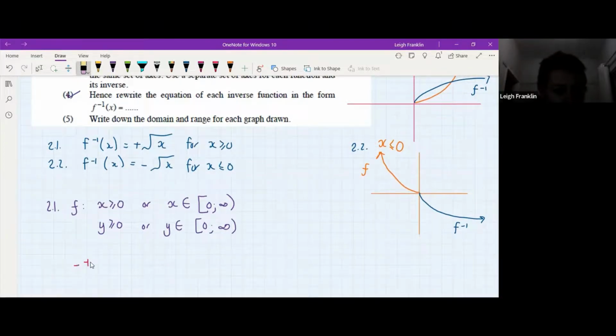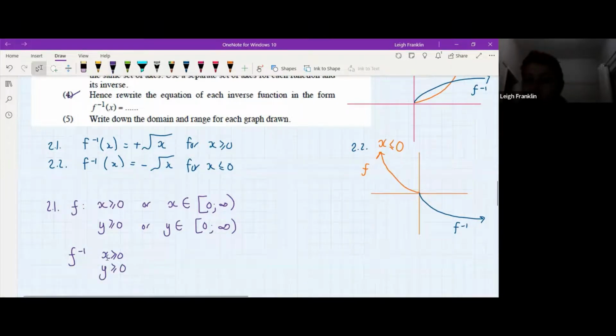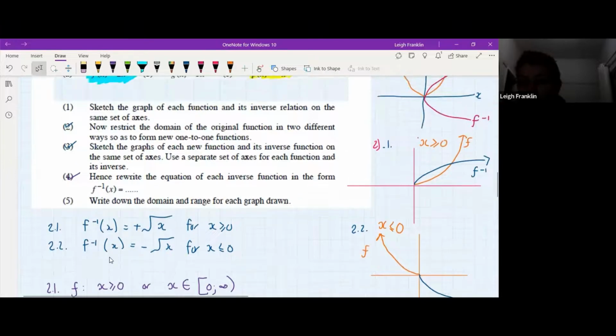That's the original. Sorry, Matrix, I'm jumping on to the next question already and I'm not even finished this one. Sorry, so for the inverse, it would be exactly the same thing. Y becomes x and x becomes y, so it would be identical. So we would end up with that for our domain and that for our range. That is for this one over here, 2.1.